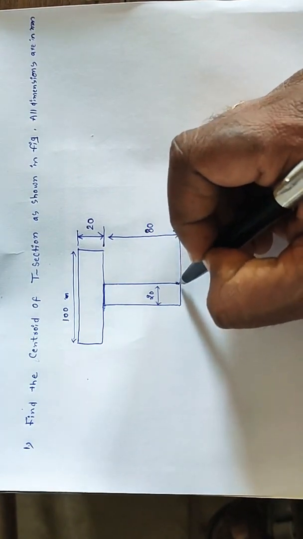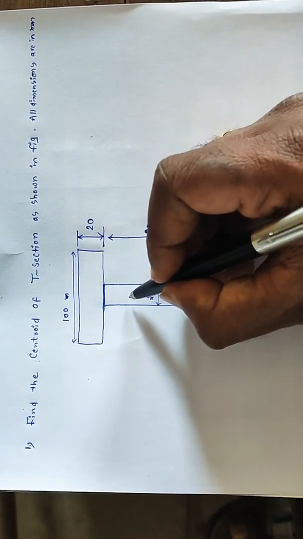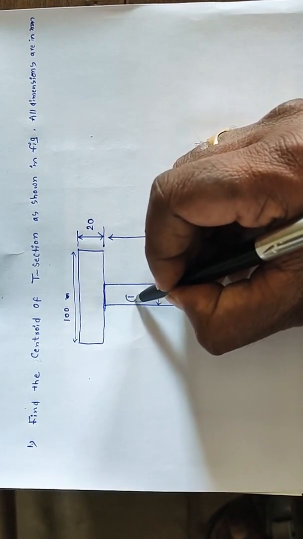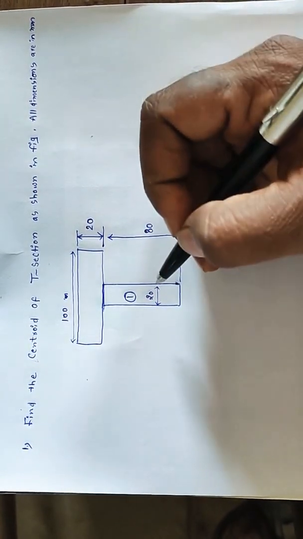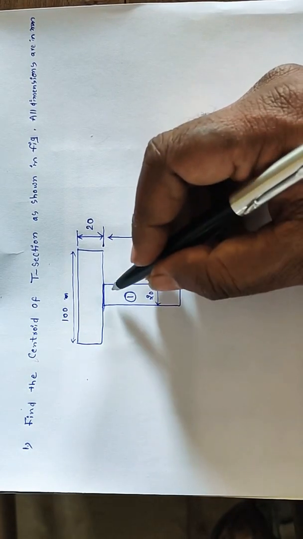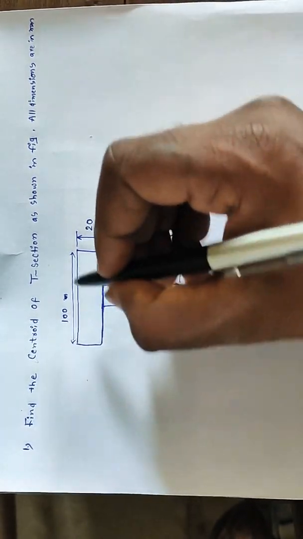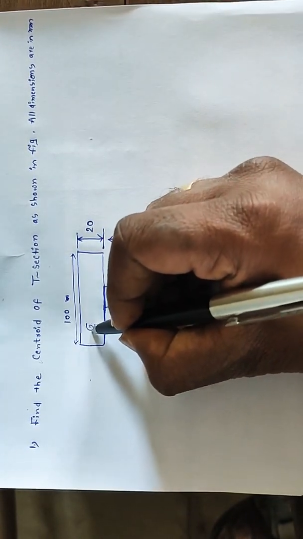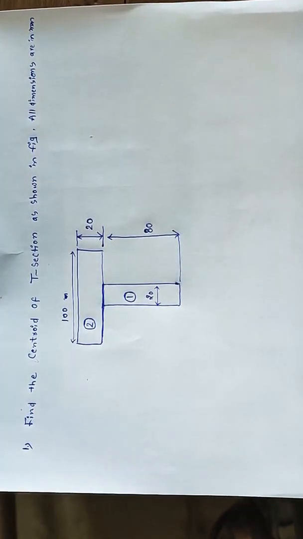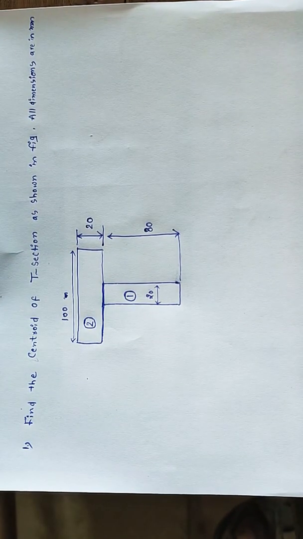So this is one rectangle, so we are giving number 1. This is the first rectangle, and another element, another rectangle, we are giving number 2. So the first step is you have to divide the composite section into a number of elements. Here the T section is divided into two rectangular elements.